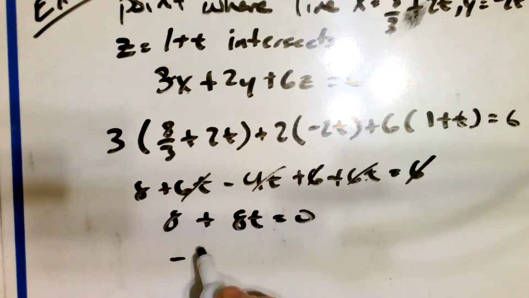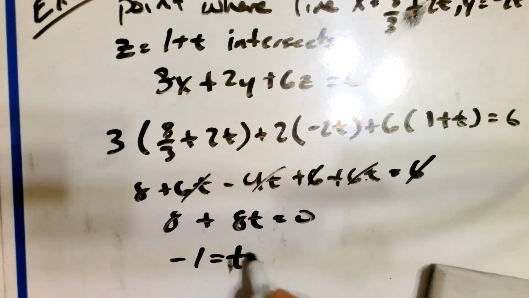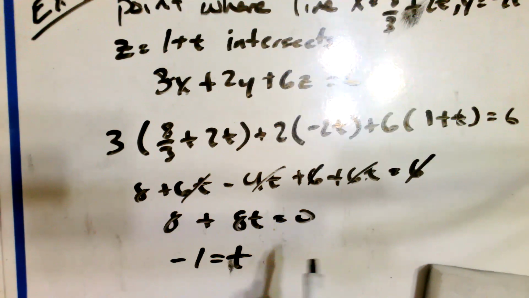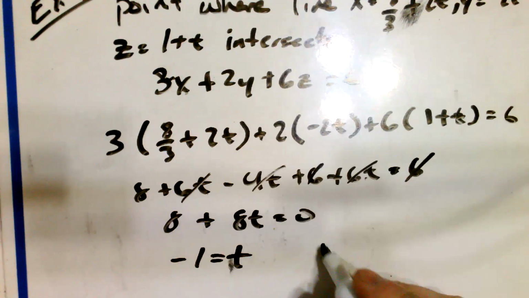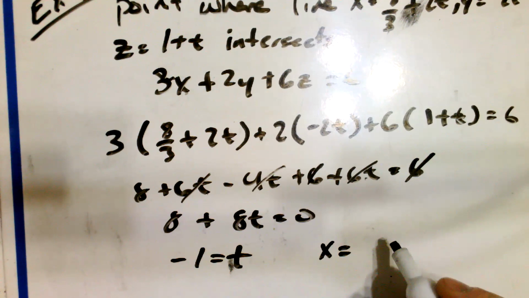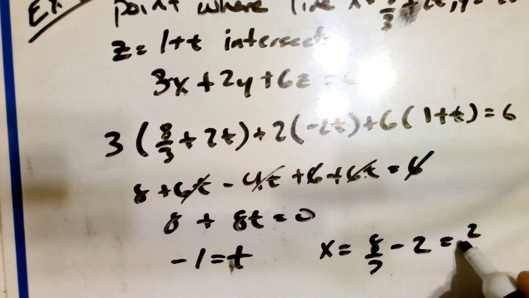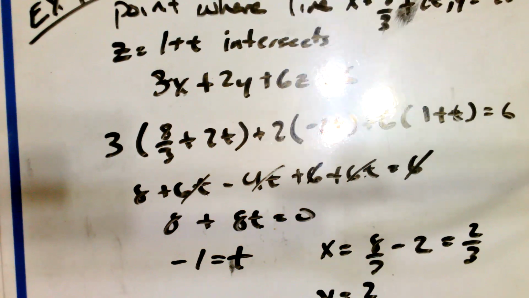So you get negative 1 is equal to t. That makes sense. Okay, so t is equal to negative 1. Now that we know what t is, we can plug those back in to find x. So x is negative 8/3 minus 2, which is 2/3. Y is 2, and z is 0.